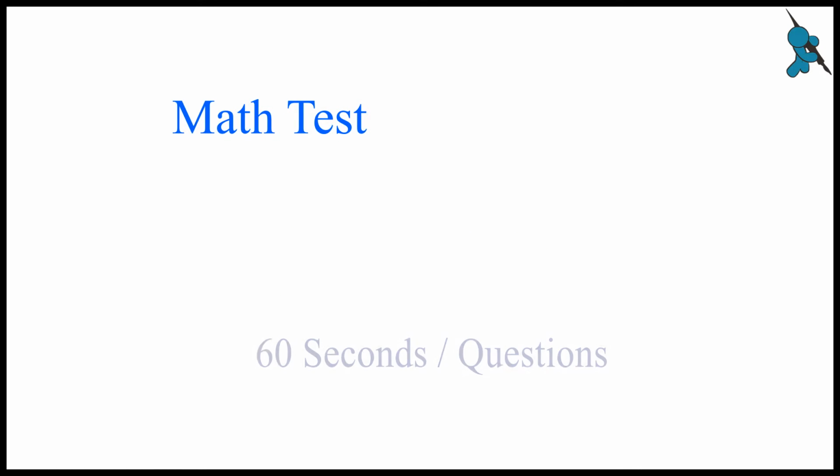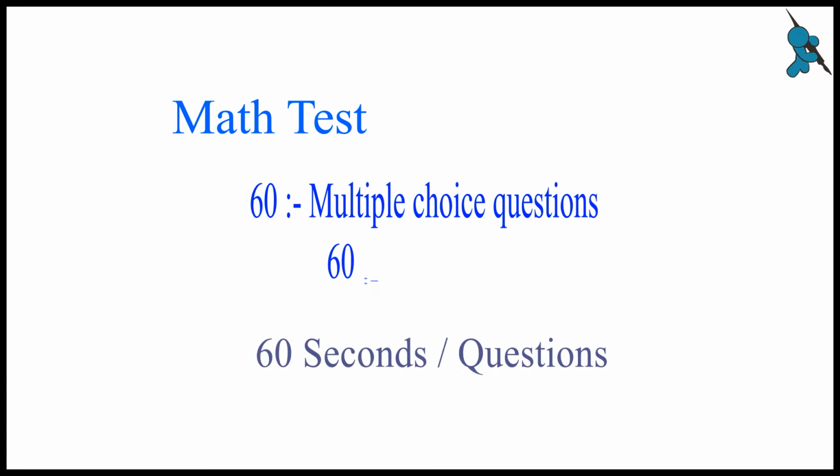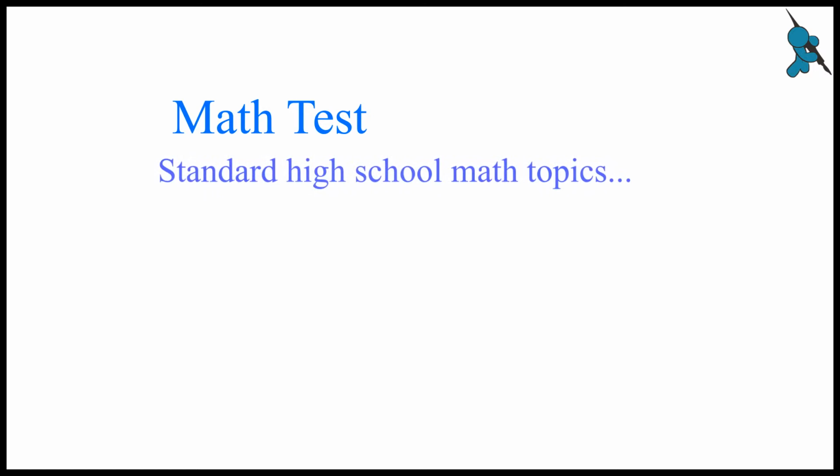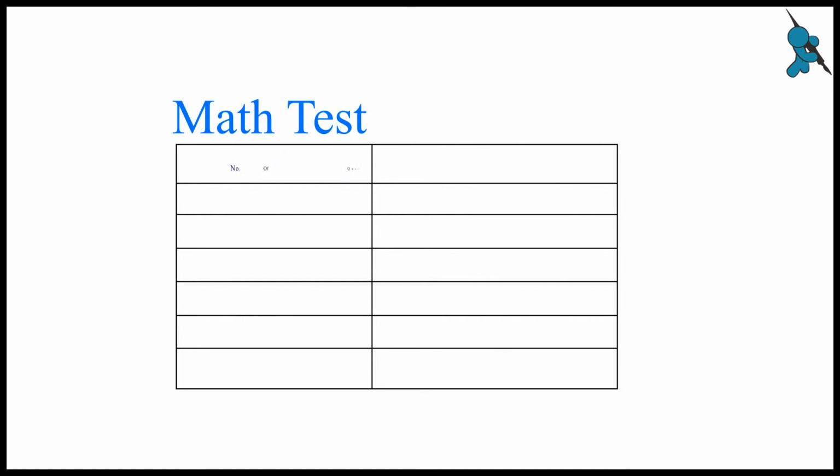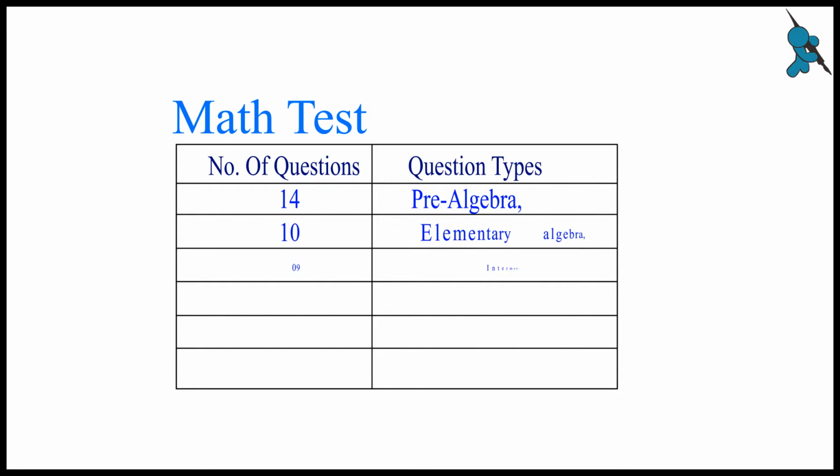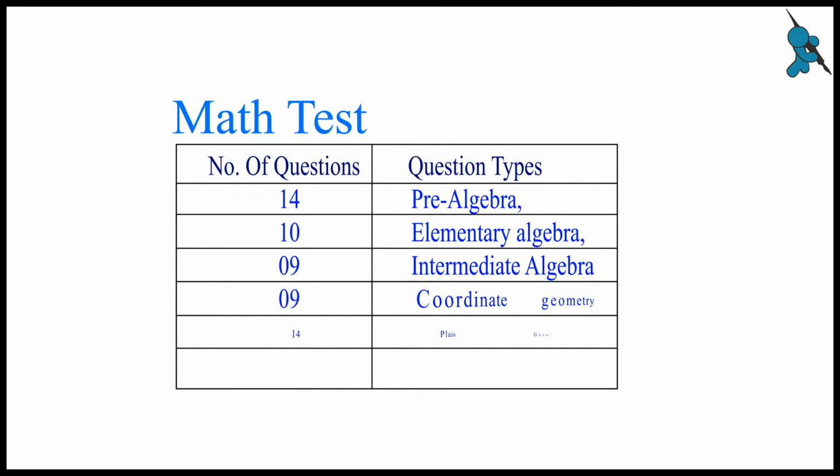The math section contains 60 multiple-choice questions, and you will have 60 minutes to complete these questions. The math test covers standard high school math topics. There will be 14 questions on pre-algebra, 10 questions on elementary algebra, 9 questions on intermediate algebra, 9 questions on coordinate geometry, 14 questions on plane geometry, and 4 questions on trigonometry. In general, the level of difficulty will increase progressively.